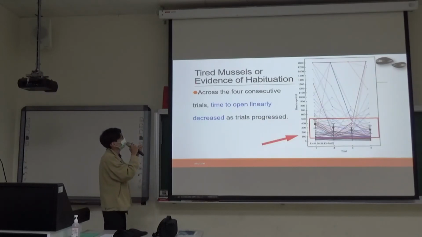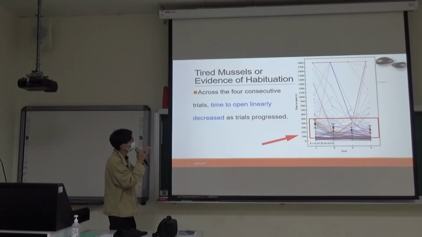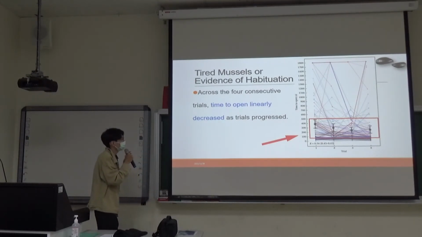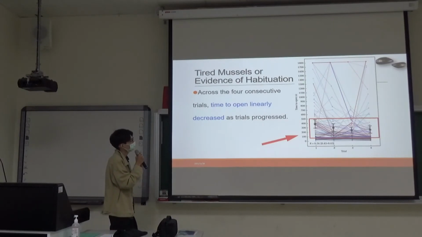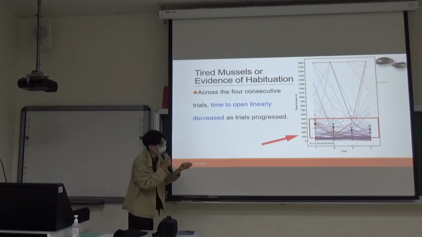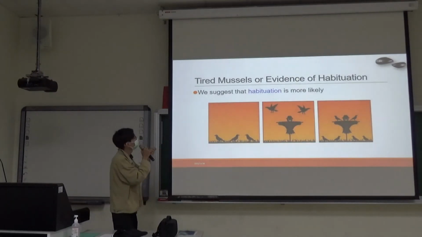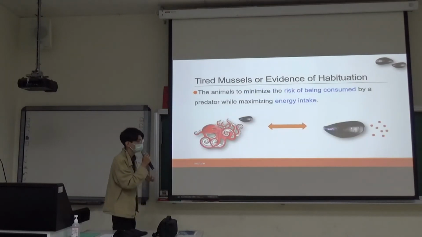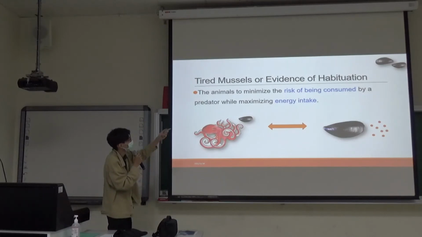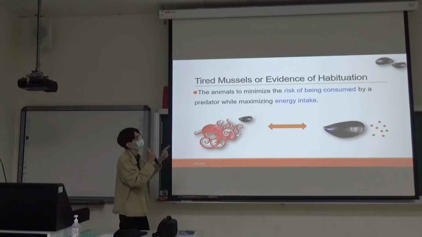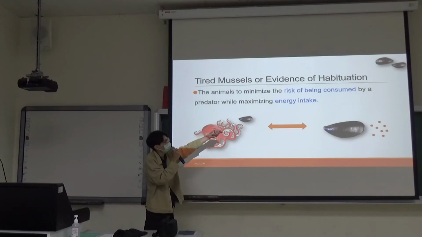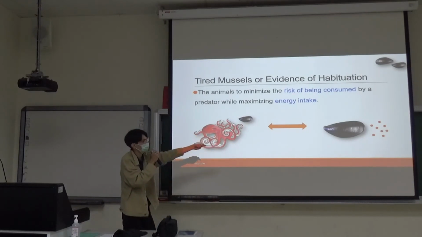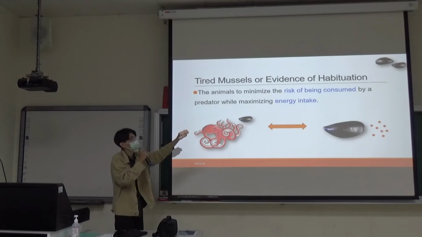Okay. So this is about tired muscles or evidence of habituation. Across the four consecutive trials, time to open linearly decreased as the trials progressed, like this, the black dots. So we suggest habituation is more likely, because we think the animal has the ability to strike a balance between the risk of being consumed and the energy intake.